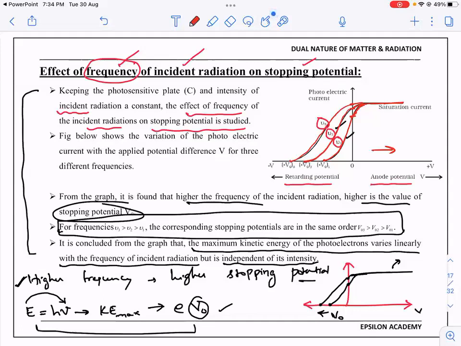Whereas here, what is happening? The intensity, since you are keeping it constant, depending on frequency, one important change is occurring compared to the previous. Stopping potential is also increasing.